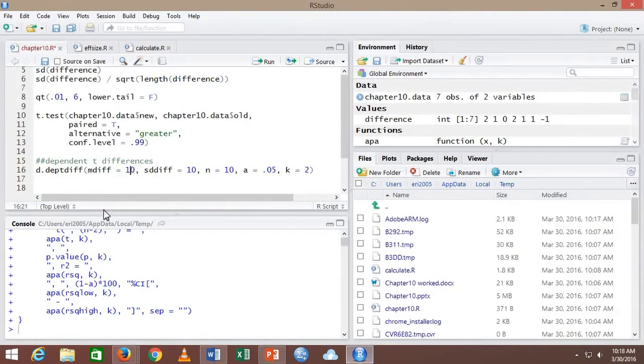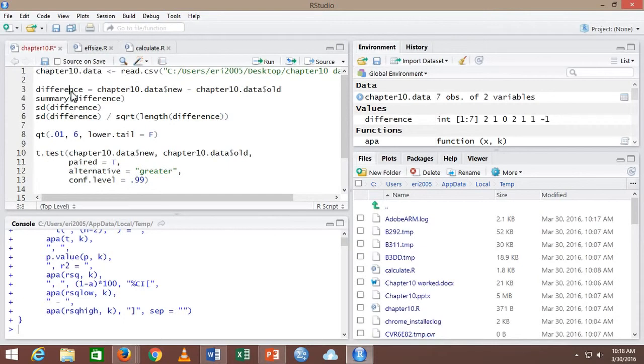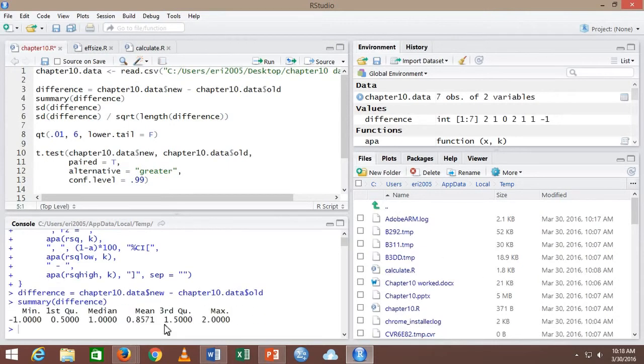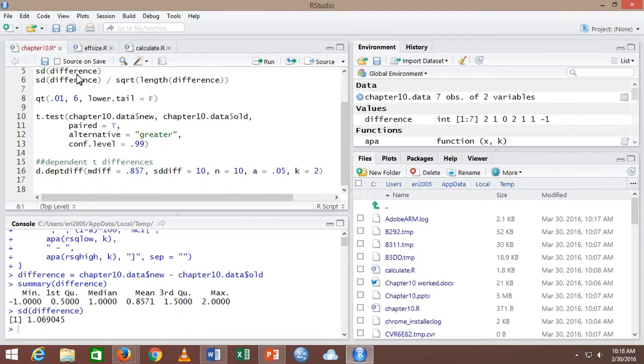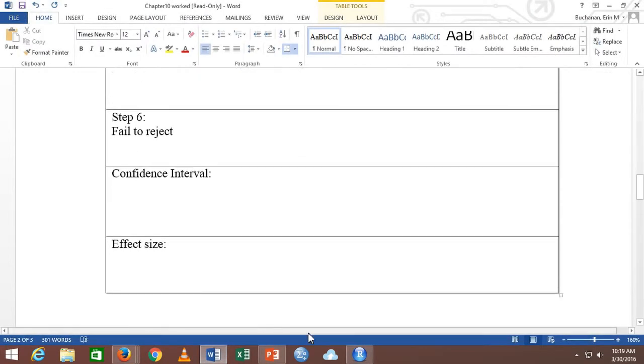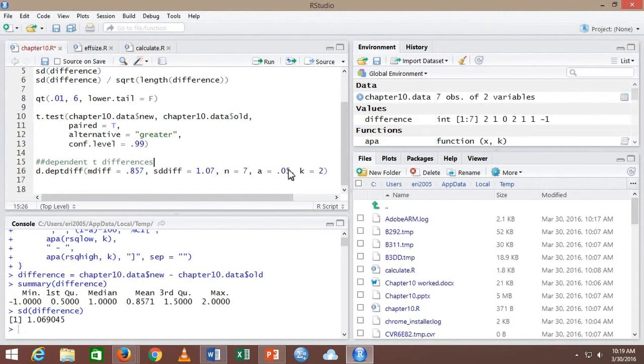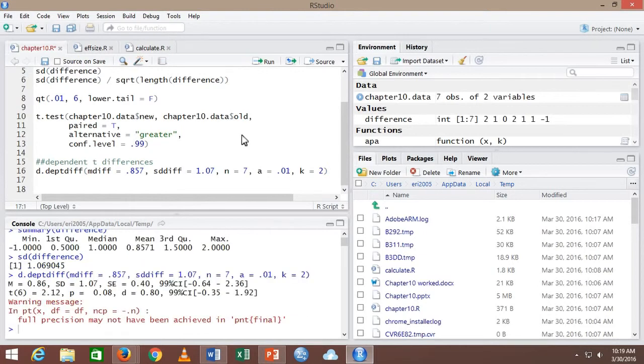So let's try that. So our mean difference, I have that up here in my code, was 0.857. SD of the difference is 1.07. There are 7 people in this data set. There are 14 observations, but only 7 people. Alpha was actually 0.01 in this example, wasn't it? Am I misremembering? Yeah. Okay, so 0.01 here. And k, we'll just leave it at 2 decimals, because that's good enough.